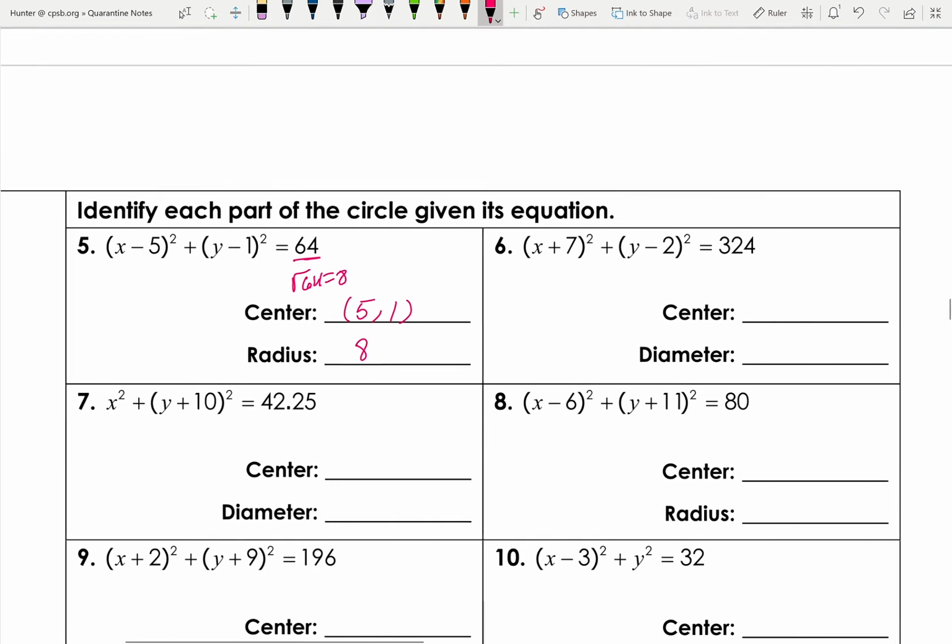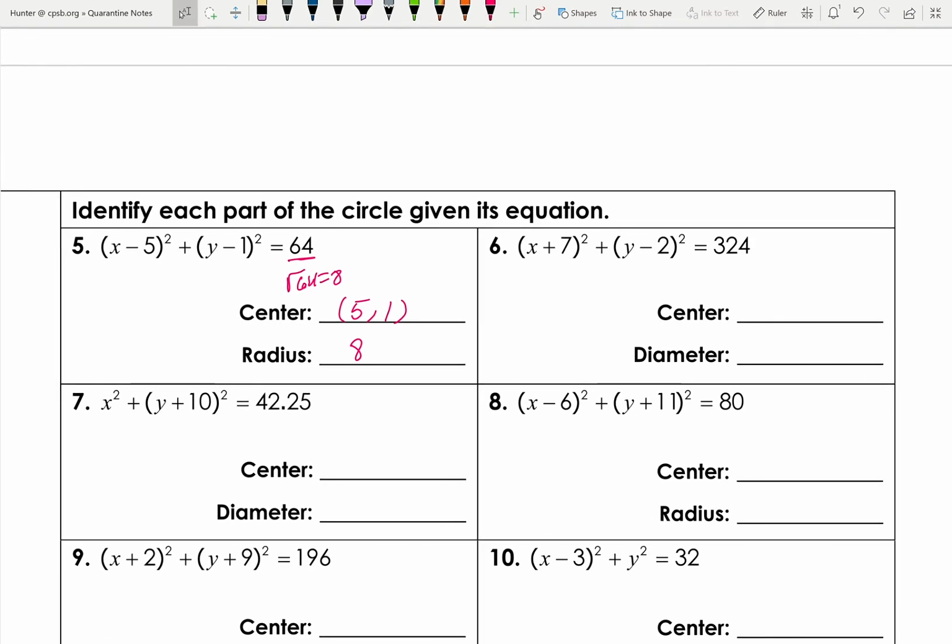Easy enough? Alright, for 6, I'm going to get a normal color back. Alright, for the center for 6, I have an x plus 7 because our formula is x minus h. We know that this x coordinate has to be a -7, and the y coordinate is just positive 2.